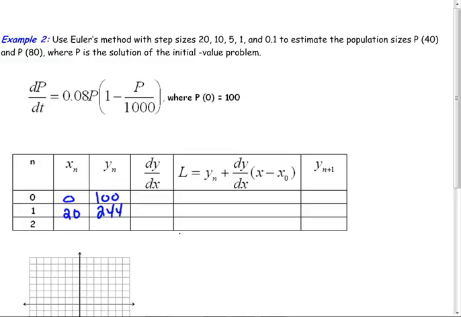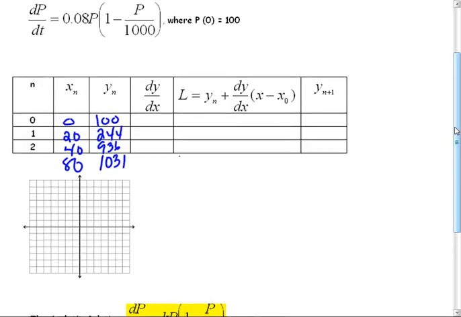Just reading it right off my calculator. Then I'm at 40, and I'm at 936, and then I press enter again, and then I'm at 80, and 1031. What's happened here? It's above the carrying capacity, isn't it? And then at 100, I'm at 979.